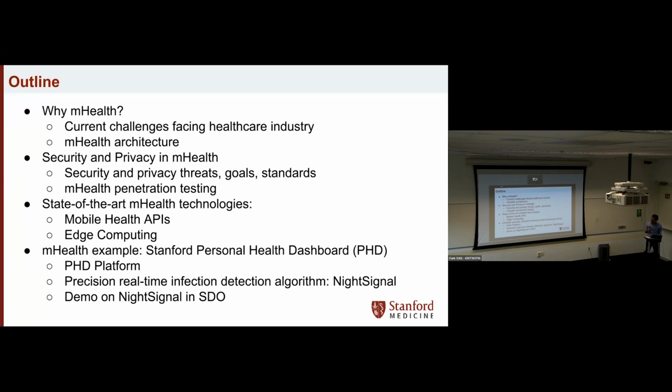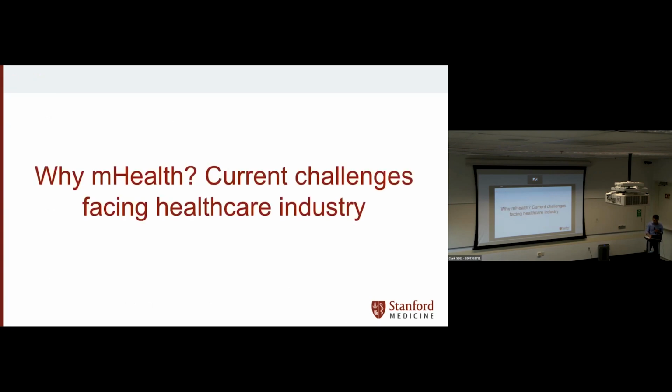And then we'll talk about an example of mHealth, Stanford Personal Health Dashboard, as I mentioned, the PhD platform. And then we'll talk about one of the examples, the night signal algorithm, which is a precision real-time infection detection algorithm using wearables data. And at the end of the lecture, we will have a demo on the night signal algorithm in SDO.